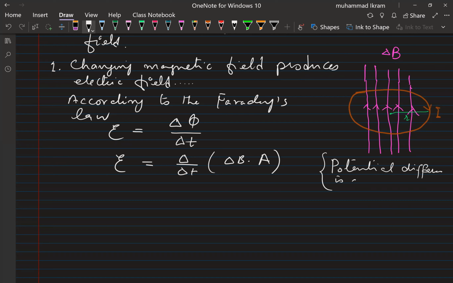Potential difference is always due to the electric field, which means that the electric field will be generated at each point of the loop. So by symmetry, we say that the electric field intensity is in the direction of the loop, and there must be the electric field intensity established at every point inside the conductor.